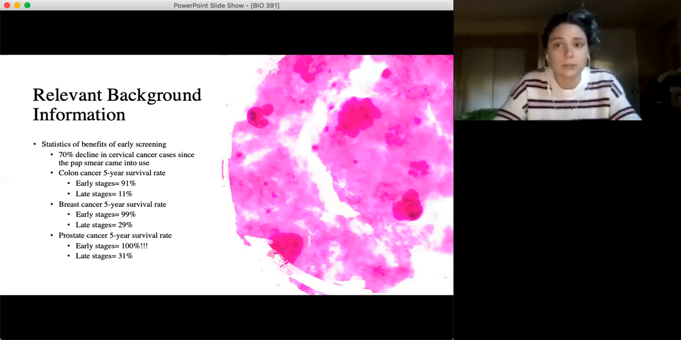So these are some stats on the benefits of early screening. There's been a 70% decline in cervical cancer cases since the Pap smear came into use. The 5-year survival rate for colon cancer is 91% for those with early stages and only 11% for late stages. For breast cancer, it's 99% for early stages and only 29% for late stages. And it's 100% for the early stages of prostate cancer, while it's only 31% for the late stages.